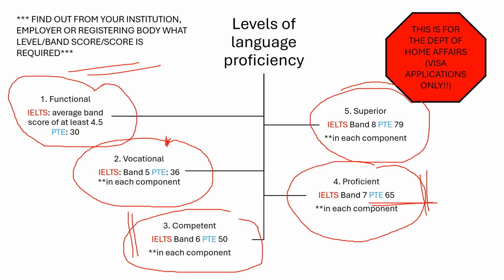Another thing that might be very interesting to know is if you want to register as a teacher here in Australia, you need not just a band 7 overall or 7.5, probably. You need a band 8 for speaking and a band 8 for listening, where the reading and writing can be band 7. So you really need to find out from your institution, employer, or registering body what level or band score you require. Okay? All right.